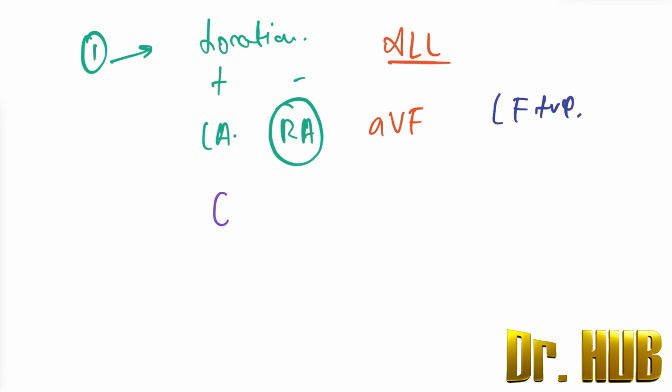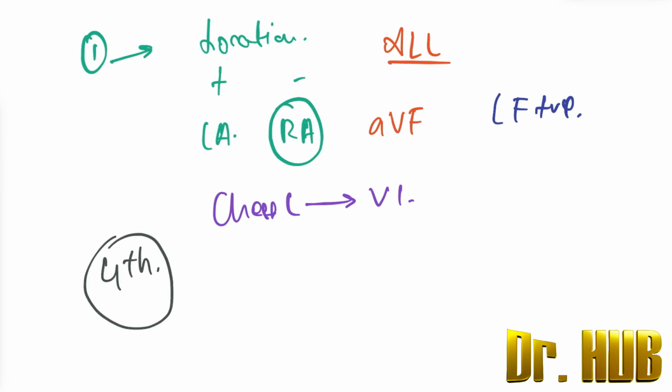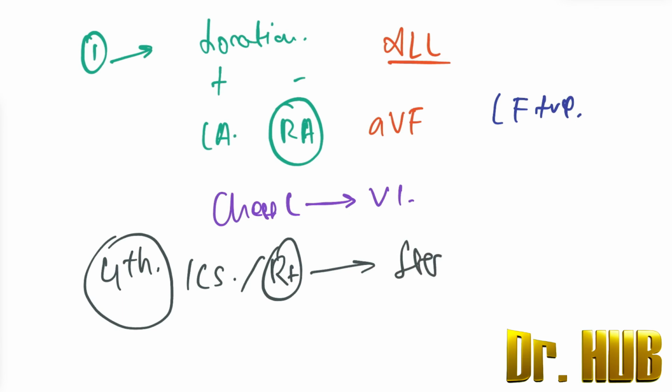Chest lead V1. How is the location? The location is the 4th intercostal space, just to the right of the sternum.